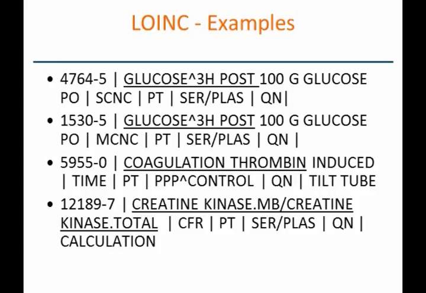So here's a typical LOINC communication. We see that in the top portion glucose was measured 3 hours after 100 grams of glucose were given to the patient. So this is a classic glucose tolerance test. Scroll down a little bit to the coagulation thrombin induced time. This is a clotting test. The next one is creatine kinase to rule out a heart attack. You see codes before and after, letters. These are all ways to communicate what this specific lab test was. And you see there's a lot more information here than just the code for the actual test.